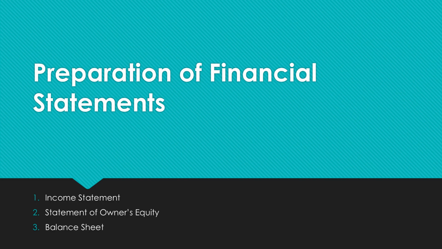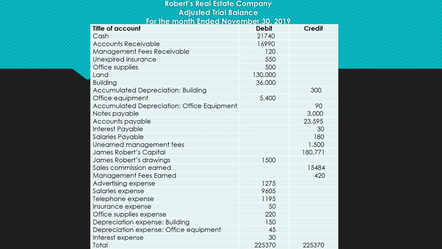Now we will prepare all these financial statements with an example of Robert's Real Estate Company. If you can recall, in the last lecture we prepared the adjusted trial balance. Now from that adjusted trial balance, it's time to prepare the financial statements. So let's start the preparation of financial statements. These are the three financial statements we are going to prepare: income statement, statement of owner's equity, and balance sheet. First we are starting with the income statement.